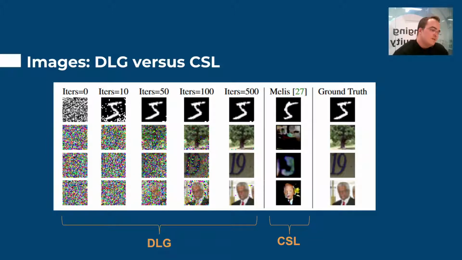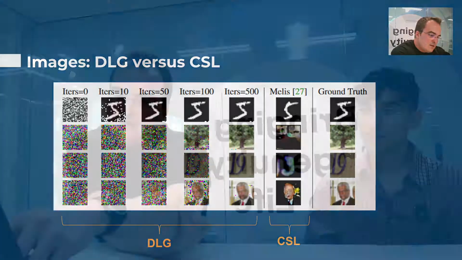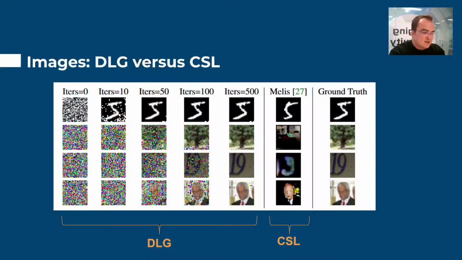With DLG, they start with complete noise, and as they improve their own gradient in accordance to the gradient they got from the training model, they get closer and closer and closer, with some iterations, to look exactly like the actual image used for the training model, right? So it's just a refinement process.